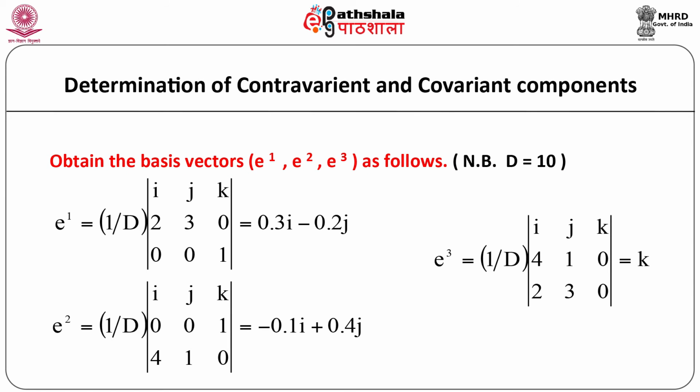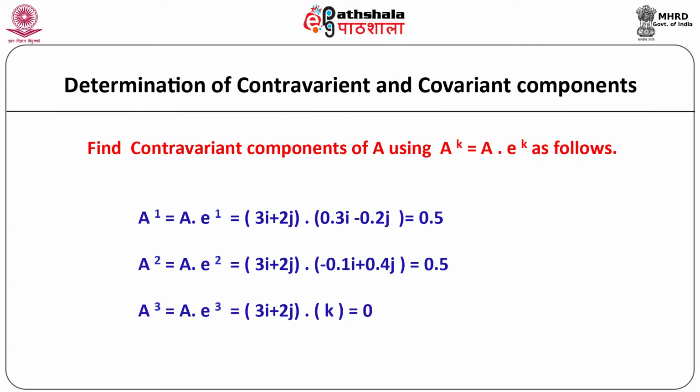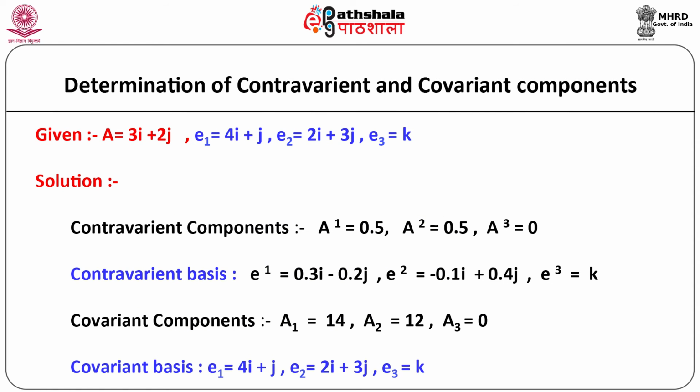Note the order of cyclic shift of rows in the vertical direction in the determinant used while computing the base vectors Ei. Thus, knowing the contravariant base vectors E1, E2, E3, we are in a position to compute the contravariant components of the given vector. These components can be obtained by evaluating the scalar product of the vector A with the contravariant base vectors as shown. Thus, finally, we have the solution as shown.